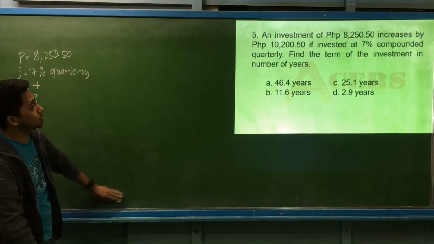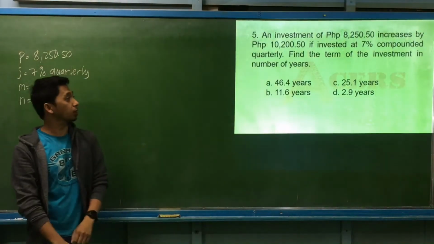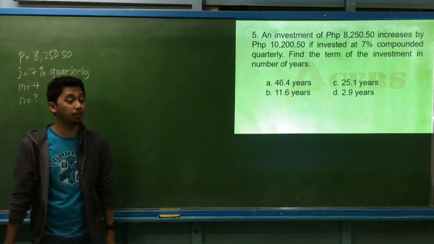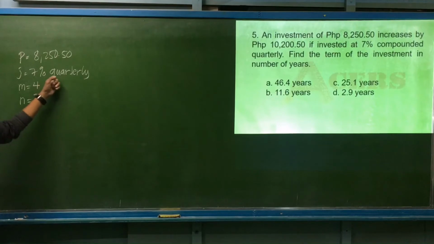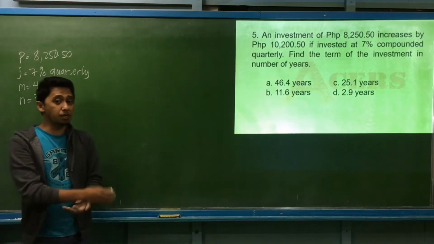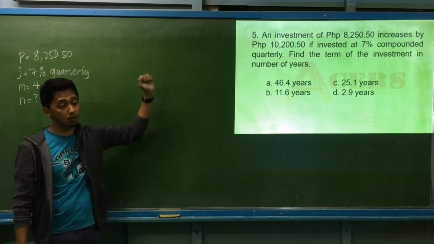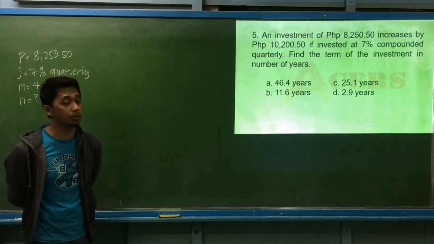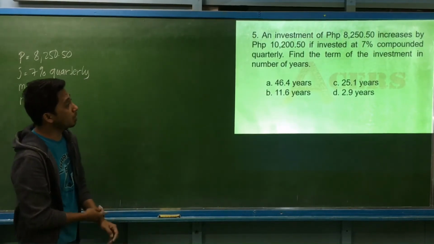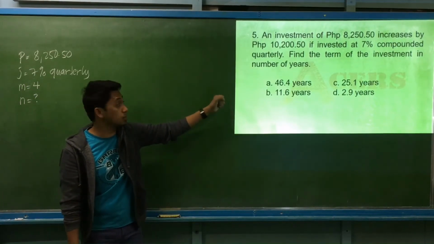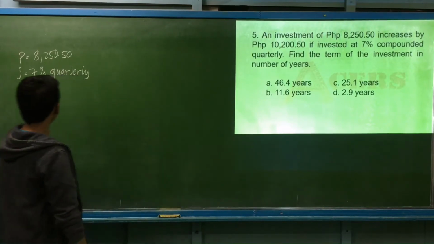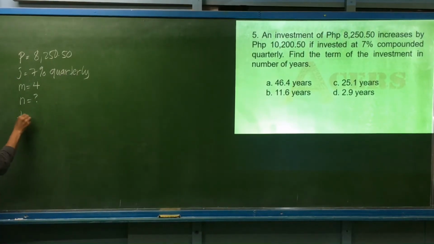Okay, so our next example. An investment of 8,250.5 increases by 10,200.5 if invested at 7% compounded quarterly. Find the term of the investment in number of years. Usually we have the term investment, that is the present amount. As you can see here, the phrase "increases by" is used, which is the same as the interest.